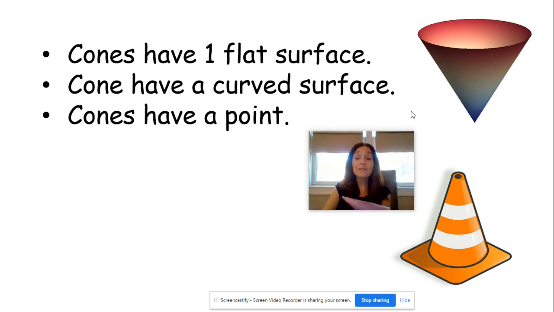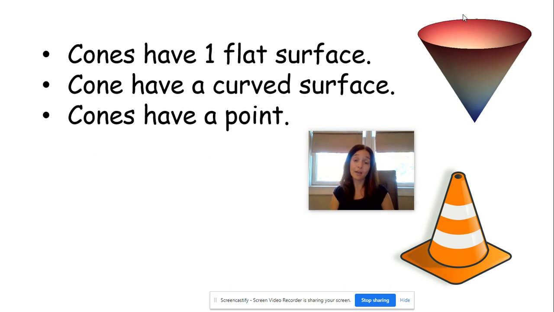Cones have one flat surface. The flat surface here on the top of this cone, the flat surface is on the bottom of this cone, but cones have one flat surface. Cones have curved surfaces all the way around. But cones also have a point at the top or at the bottom. So cones are special. They have one flat surface, a curved surface, and a point. That's the shape cone.